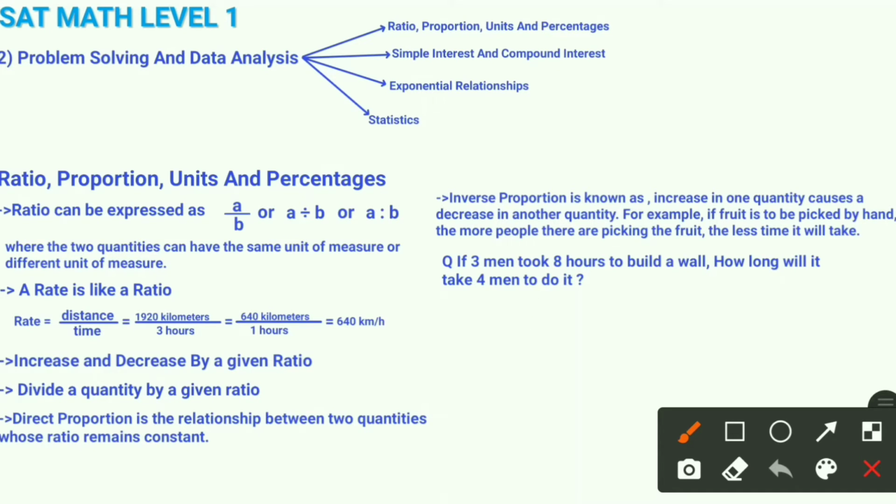Remember that this is inverse proportion and that was direct proportion, so there's a big difference between these two. What we're going to do is multiply 3 by 8, so it's going to be 24. Then we need to find out how much time it will take 4 men to make the wall. So 24 upon 4, and you will get 6 hours. What we did was multiply these two numbers and then divide by 4 to get the number of hours. This is how you do it whenever you get inverse proportion questions like these.